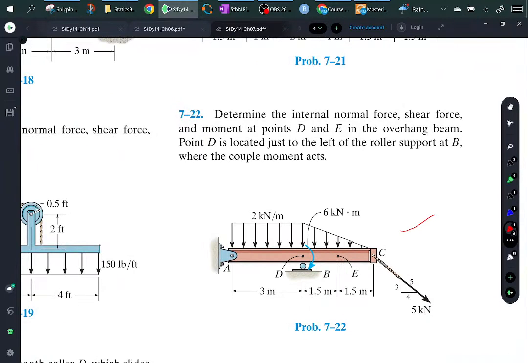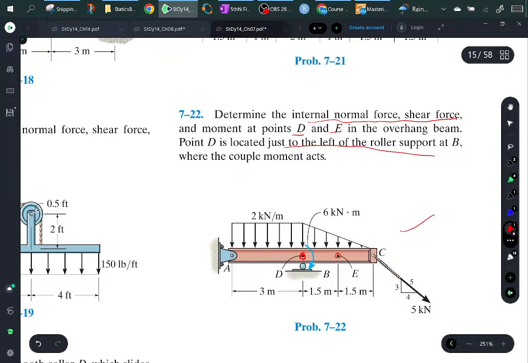So it says, determine the internal normal force and shear force and moment forces at points D and E. So he's got a D right here and E. In the overhang beam, point D, that's what he's in, is located just to the left of the roller support. So let me get a good picture of this thing.